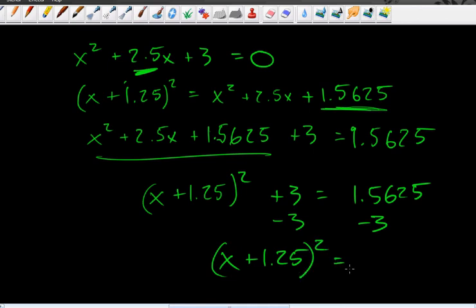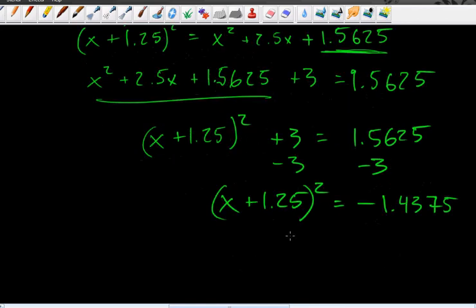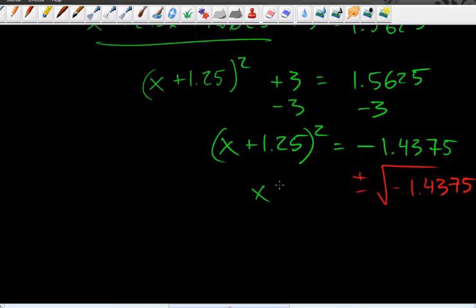I'm going to subtract 3 first. And here I have x plus 1.25 squared equals negative 1.4375. Okay, well from here we take the positive and negative square root of both sides. We get plus or minus the square root of negative 1.4375.